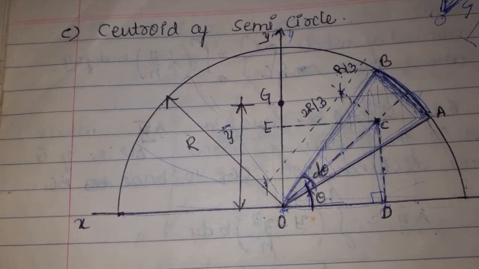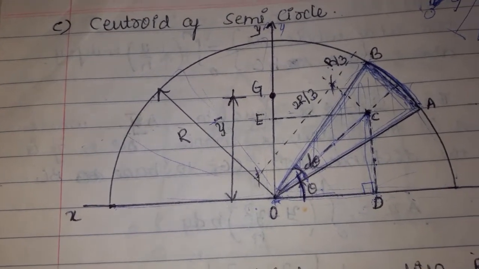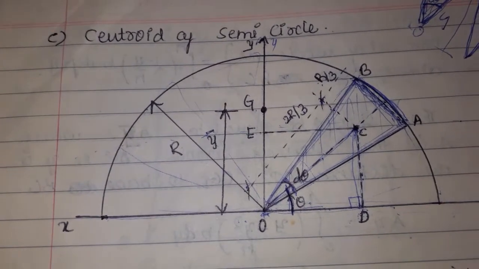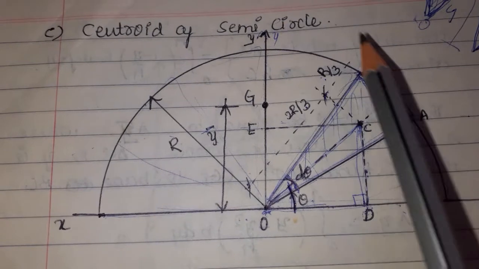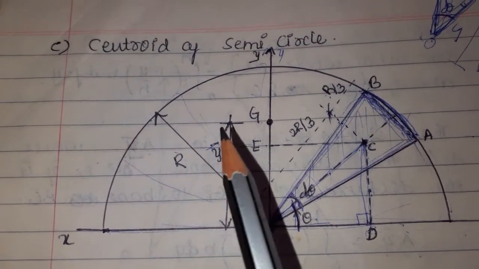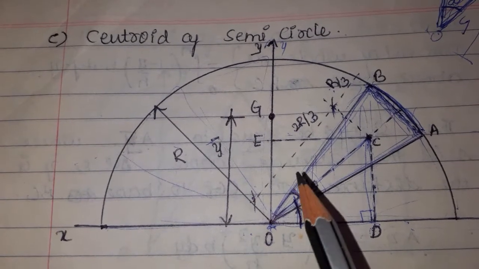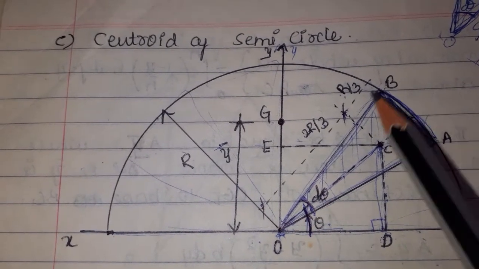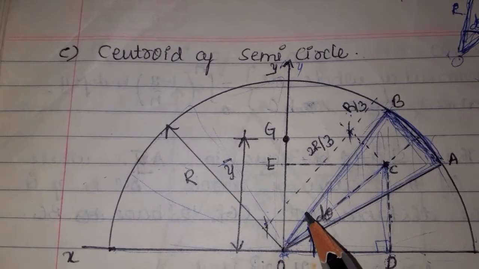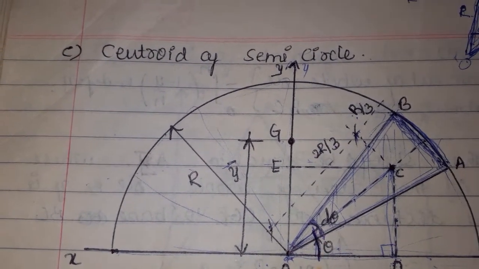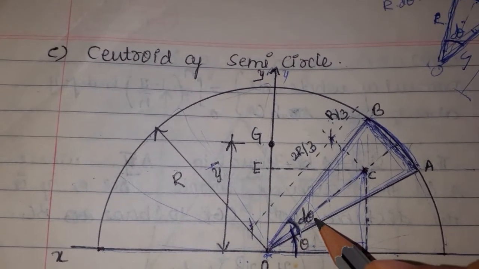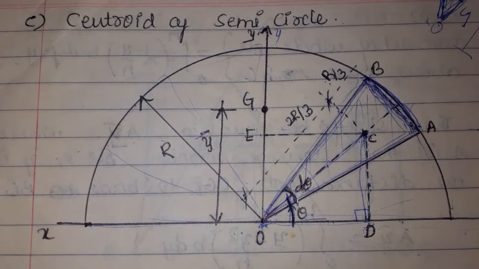So next thing is centroid of a semicircle. Here let us consider a semicircle which is having a radius r, and then let us consider the differential sector subtending at an angle of d theta. The angle of this sector is d theta.